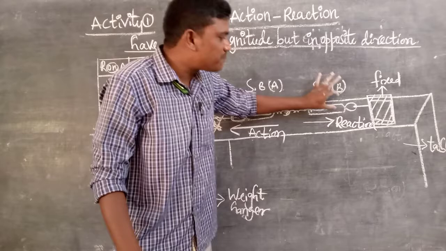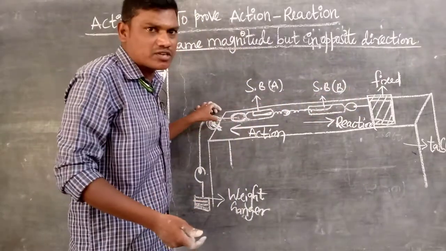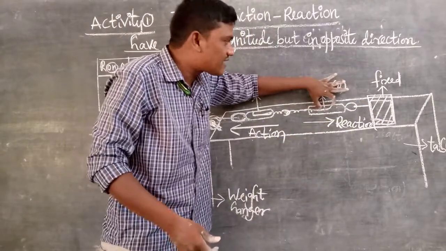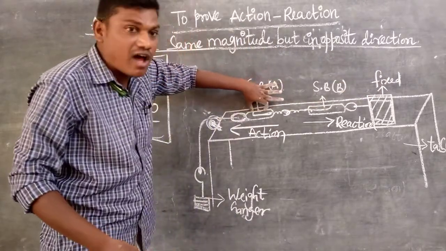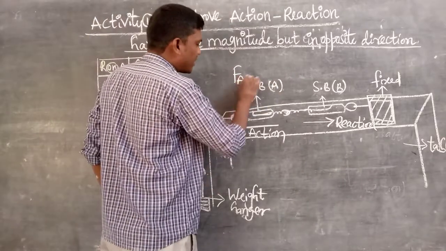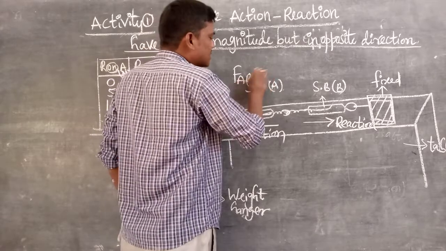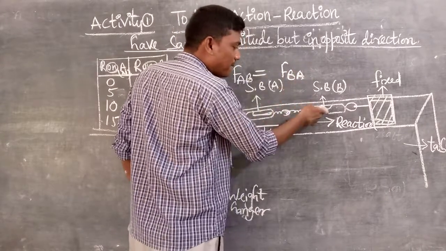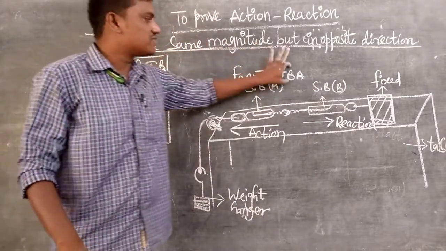If here this B spring balance is not connected to the fixed support, then what will happen? It is also set into motion. But here it is connected to the fixed one. That's why it is always constant. At that time, with the help of this fixed one, the spring balance B offers some opposite force on the A. That's why you can write that F of AB, force applied by the A spring balance on the B, is equal to F of BA, force applied by the B spring balance on the A, but in which direction? Opposite. It is the action, it is the reaction.